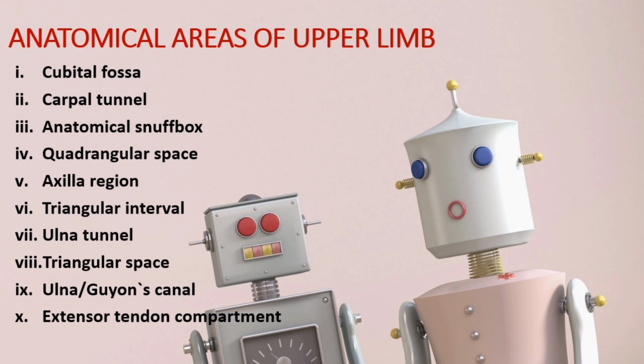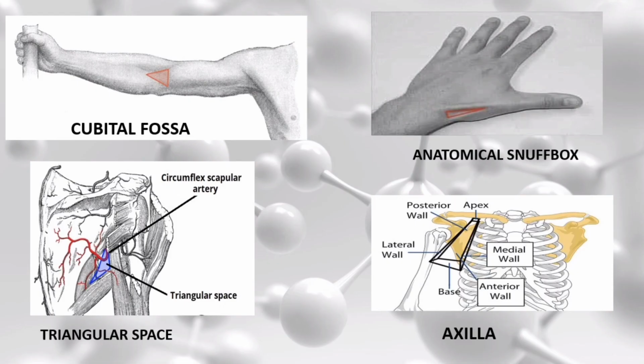Anatomical spaces are places in the body that are not occupied by any tissues. They include the cubital fossa, carpal tunnel, anatomical snuff box, quadrangular space, axilla region, triangular intervals, ulnar tunnel, triangular space, ulnar canal, and the extensor tendon compartment. Here are images showing you the various anatomical spaces of the upper limb.